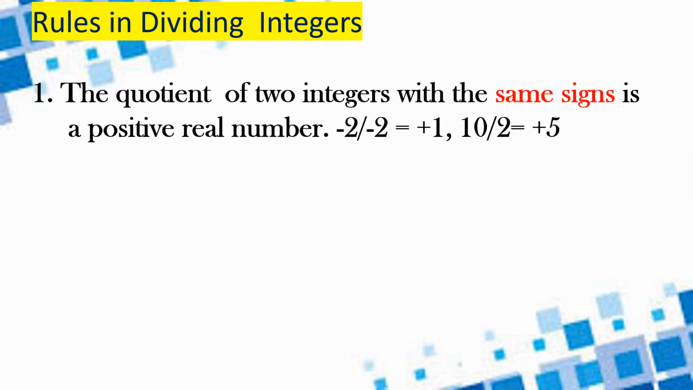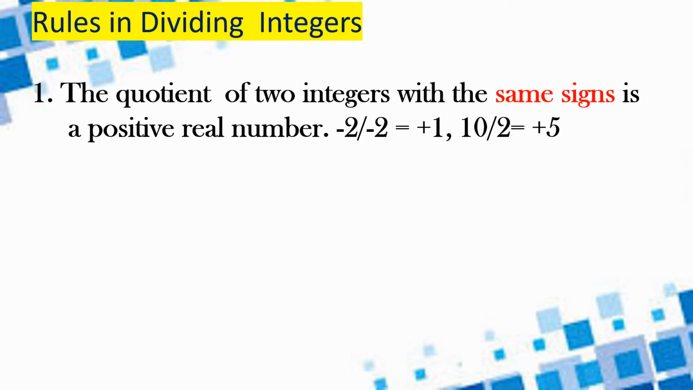Another example, parehong positive. 10 divided by 2. How many 2's do we have in 10? And that is 5. Now, since parehong positive, parehong signs na positive, of course, the quotient or the sign of the quotient is positive. And that is 5 or positive 5. Alright?